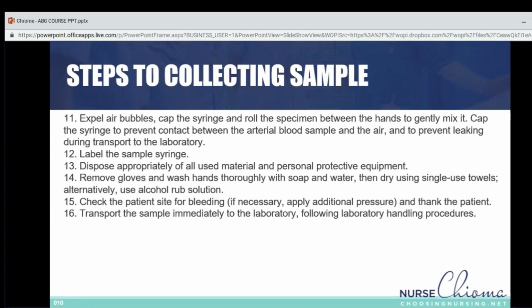Then you're going to label the sample syringe and dispose appropriately of all used material and personal protective equipment. Then remove your gloves, wash your hands with soap and water, and dry. If you need to, use alcohol rub solution once again. Before you leave the room, check the site, make sure they're not bleeding, and then transport the sample to the lab. All right, so that's pretty much the steps to collecting the sample. It's normally the RT that does this, but it doesn't hurt to know this information because this is an ABG course, right?